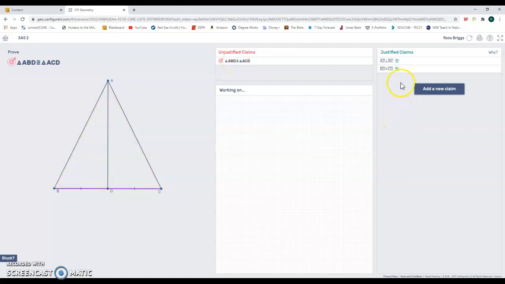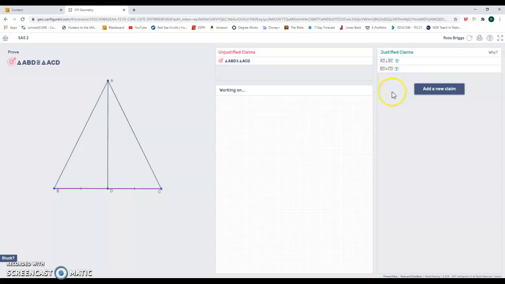Our justified claims list is going to get longer, but for right now it has our givens, and those are indicated by a present box because they're gifts, right? If I go over these, that segment AD is perpendicular to segment BC, it highlights that over to the left in our model, just to give you a better visual of what that means. The same with this: it highlights the segment that it's talking about, that segment BD is congruent to segment CD.